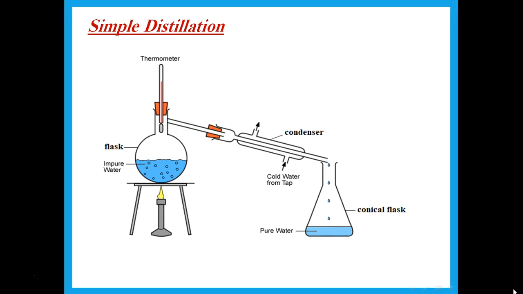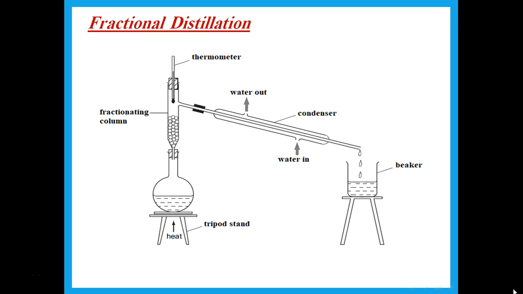So the function of the condenser is what? To cool and condense the vapor. The vapor will condense, change into liquid, and what I collect in the conical flask is the pure water. Are we okay with this?